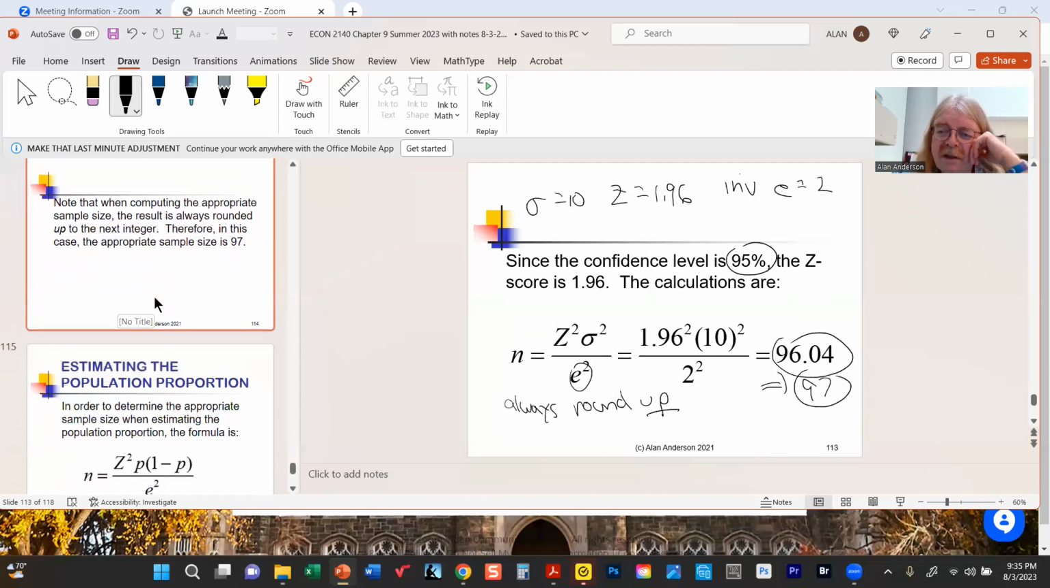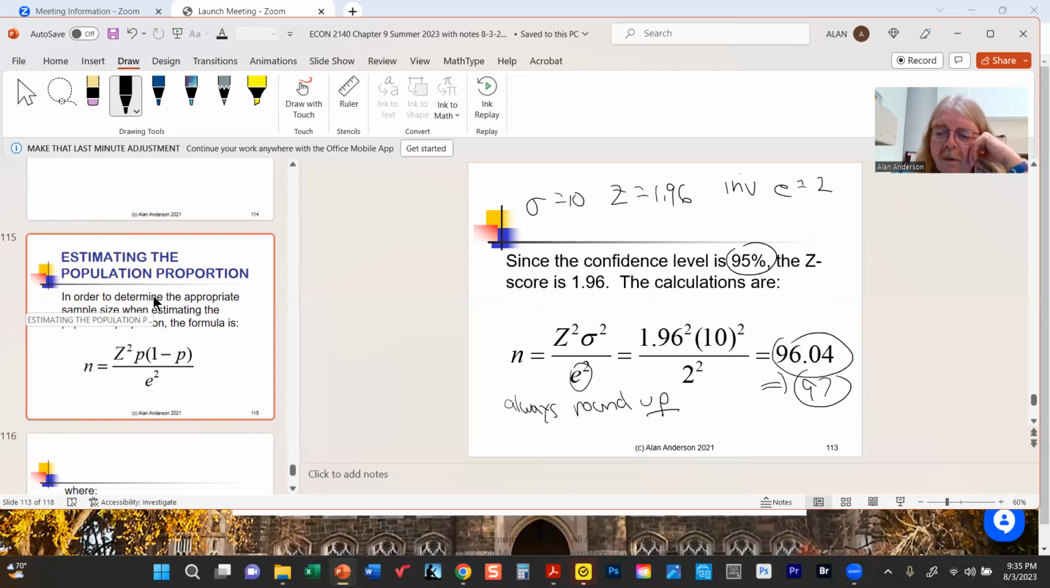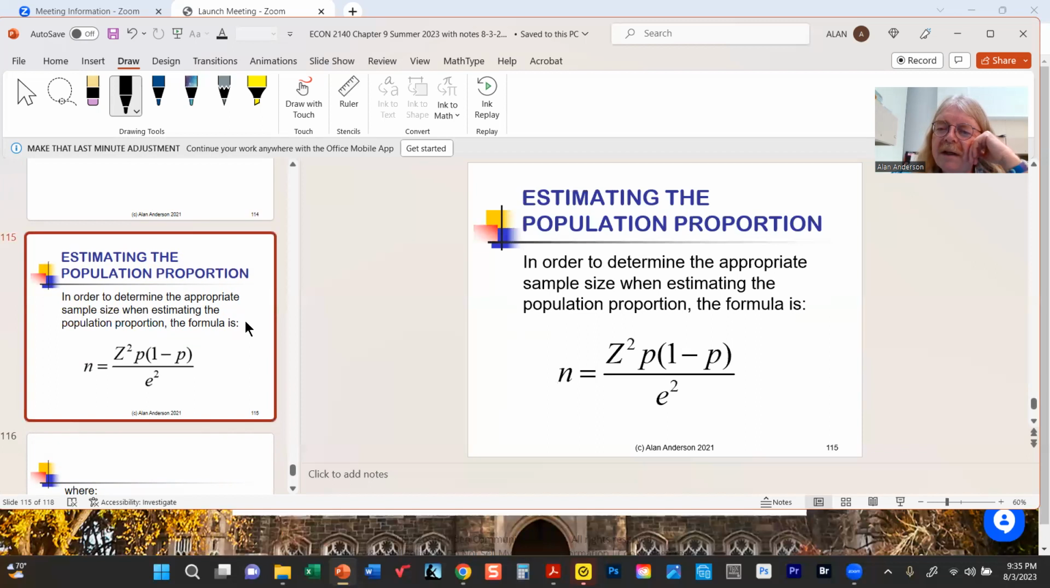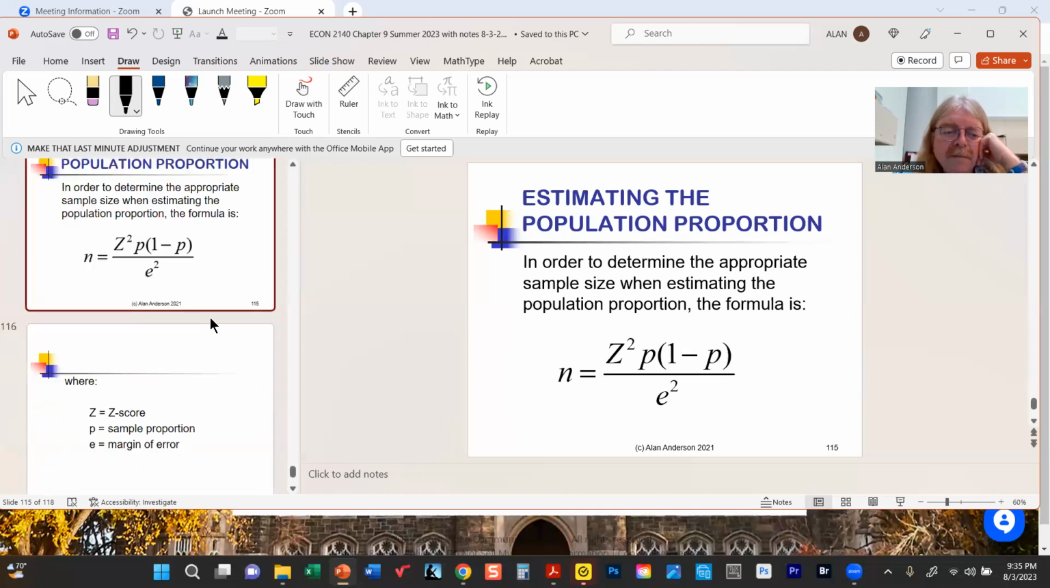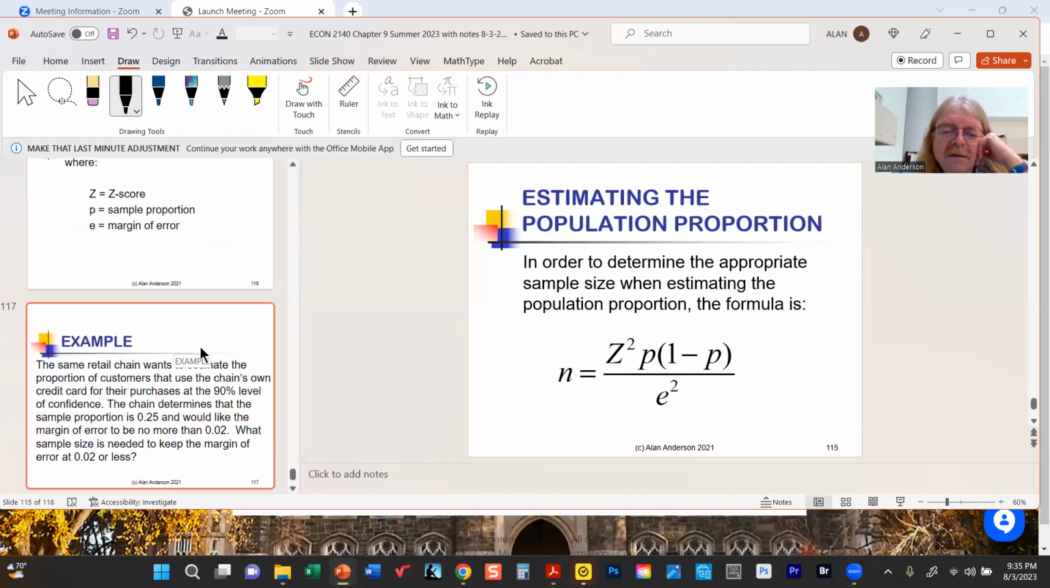Now we can do something similar with the population proportion. There's a formula that lets us choose how big our sample should be to keep our margin of error at or below E. And again, it involves the standard normal distribution. Okay, those P's are the sample proportions. So let's look at this case.